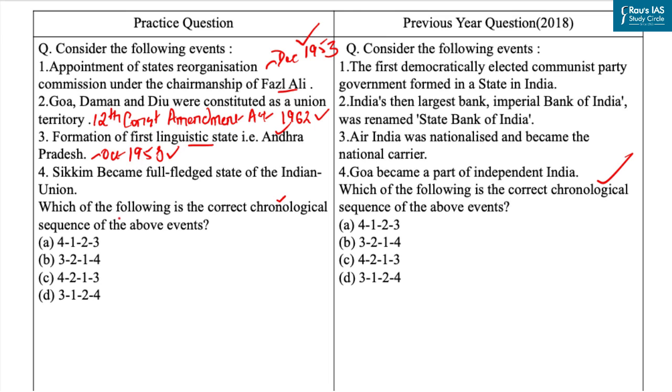In a referendum held in 1975, they voted for the abolition of the institution of Chogyal and Sikkim became an integral part of India. Consequently, 36th Constitutional Amendment Act 1975 was enacted to make Sikkim a full-fledged state of the Indian Union. So, from the above given option, the correct chronological order is option D, 3124. Answer of this PYQ is option B.